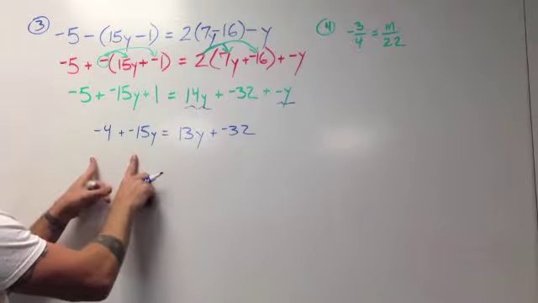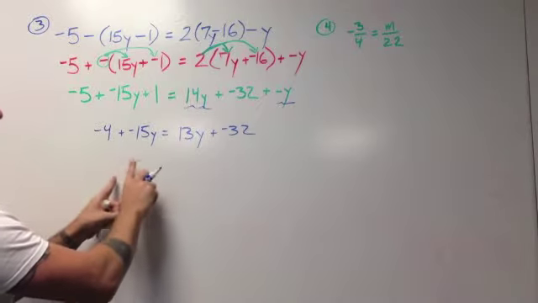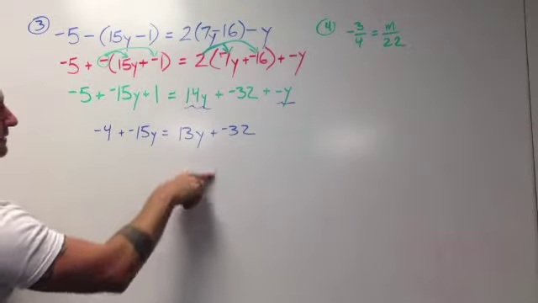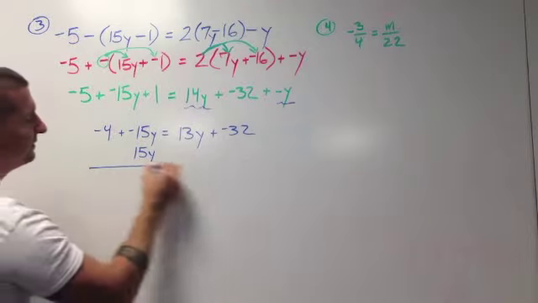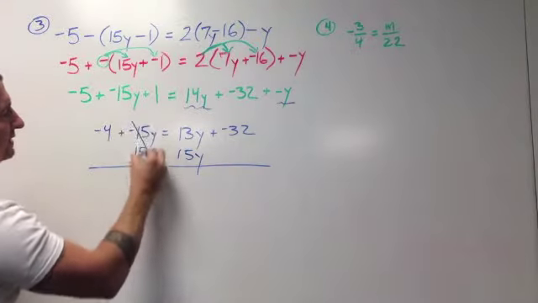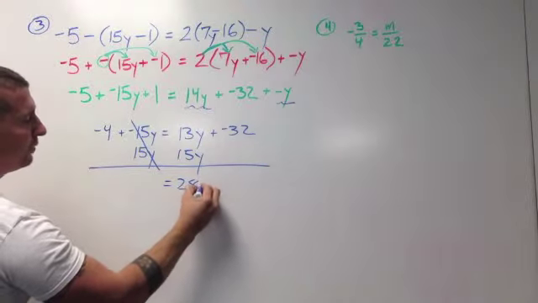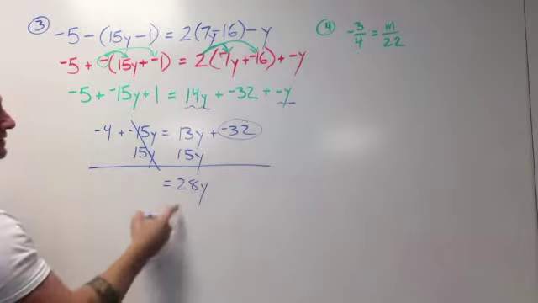We need to put all of our variables on either the right or left. This time I'm taking my variables to the right. You can choose either side. I'm going to the right. So I'm going to add positive 15y to both sides of the equation. Cancels out on the left. That gives me 28y.